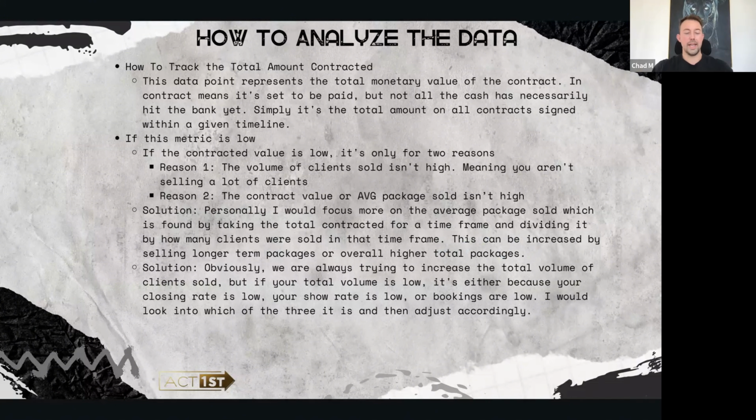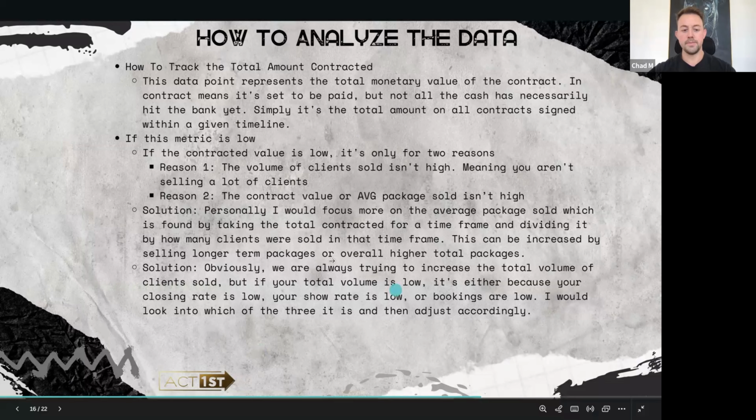However, what is in your control is the average package that you sell. So the average value of the package that you sell. If you want to figure out what your average package is, you take the total amount of contracted value for a given time period and divide it by how many clients you sold in the same time period, and that will tell you what your average package is. And then I would just focus on, hey, how can I get this number up? Do I need to sell more longer term packages? Do I need to sell more of our premium programs? And focus on why you're not selling more of those already.